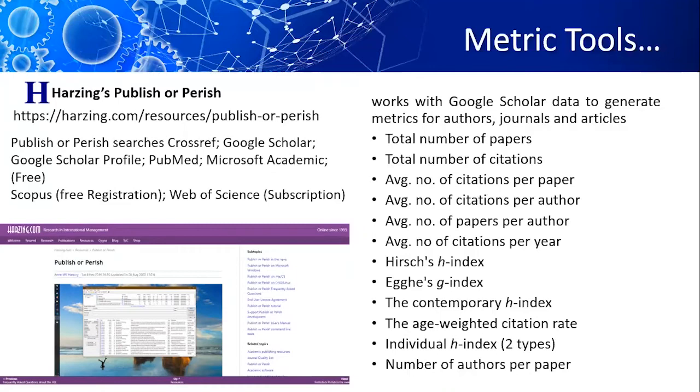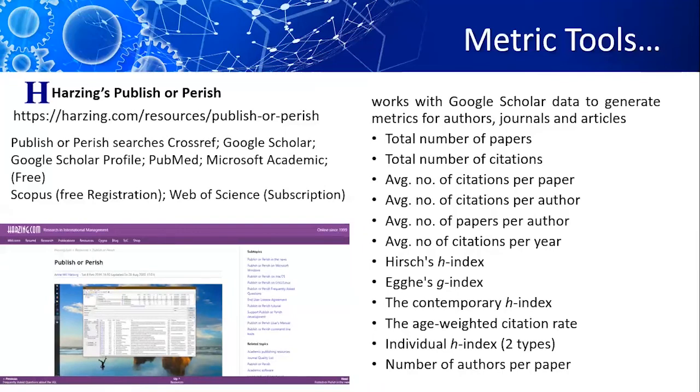By using Publish or Perish, it can be used to search CrossRef citations, Google Scholar metrics for finding the metrics, and Google Scholar profiles. It searches PubMed, Microsoft Academic Search, and also the subscribed databases like Scopus, which requires a free registration here, and Web of Science, which requires a subscription actually. So other databases are free. For them you can generate the report by entering the author's name or your own name. You can try and you can generate the metrics or report.